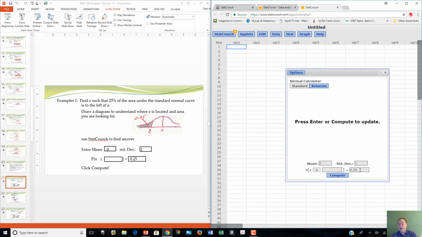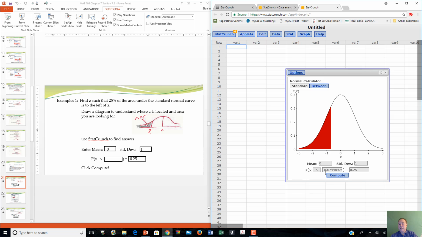You notice when I come over here in the answer and start punching, the z-value disappears. So I don't have to erase the z-value. It'll automatically erase when I put an answer over here. So I want 0.25 and I want less than or equal. Click Compute.